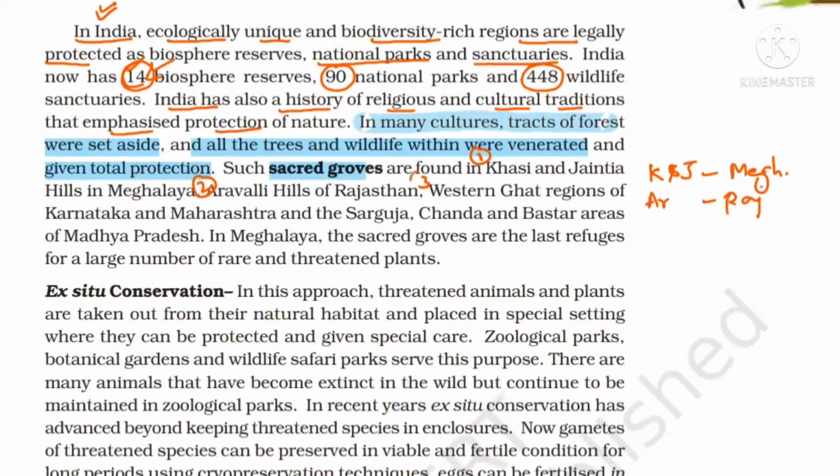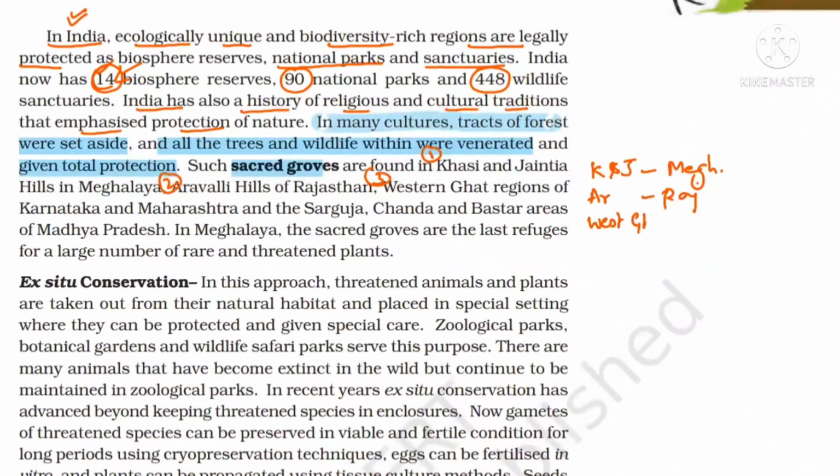Then third is Western Ghat in Karnataka and Maharashtra. The Western Ghat in two areas you have to remember, that is Karnataka and Maharashtra. And fourth is Sarguja, Chanda and Bastar area of Madhya Pradesh. So these are the areas which are having sacred grove.